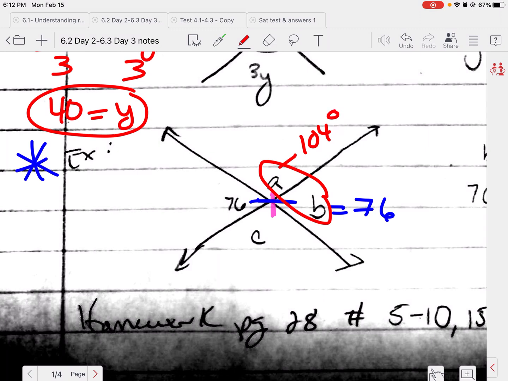If angle A has to equal 104 degrees, then angle C also has to equal 104 degrees. Conveniently, if I look at any of these, this has to add up to 180, which it does. This has to add up to 180, which it does. And this has to add up to 180, which it does. So we can see all of these things work together, our complementary, supplementary, vertical angles. All the things look very nice and together.